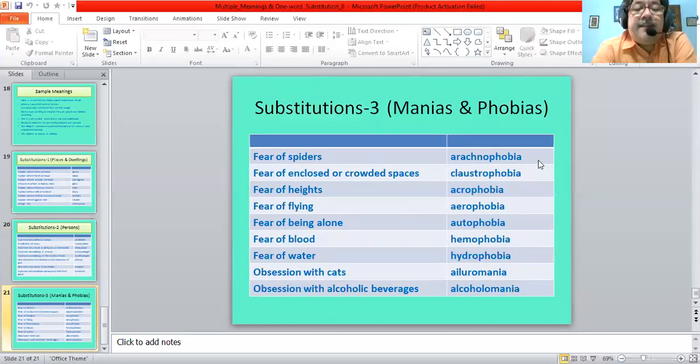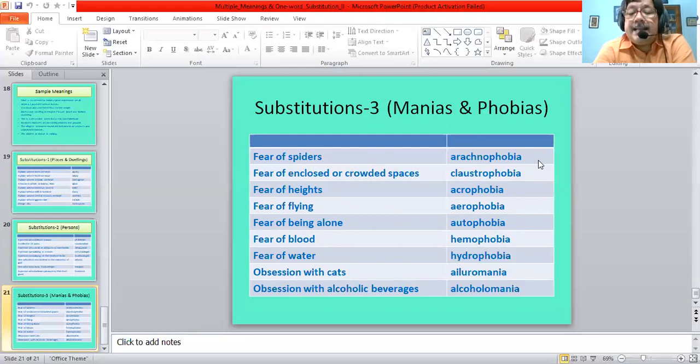Again, we have some substitutions dealing with manias or phobias. Fear of spiders, for example, is called arachnophobia. A fear of enclosed or crowded spaces is claustrophobia. So many people suffer from this. Fear of heights, acrophobia. Fear of flying, aerophobia. Fear of being alone, autophobia. Fear of blood, hemophobia. Fear of water, hydrophobia.